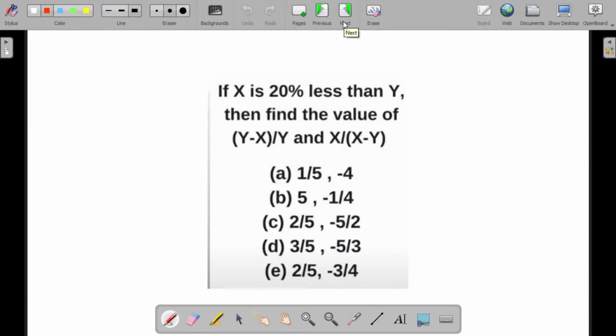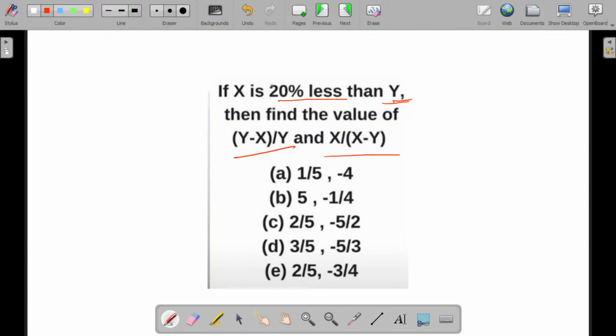Next, if x is 20 percentage less than y, then find the value of the two parameters. Find the value of (y minus x) by y and x by (x minus y). It is little different than the previous problem. If x is 20 percentage less than y, so find the value of (y minus x) by y and x divided by (x minus y). Please do it, everyone.